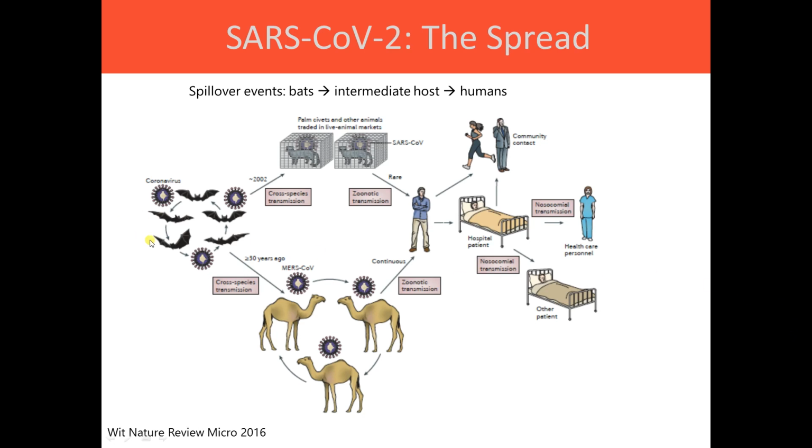So the spread of it goes like this. Bats have these viruses all the time, and there's MERS, the Middle Eastern respiratory syndrome. These have been assumed to live in camels, and they continue to go to humans down there. But it's not as aggressive a virus. The MERS virus is not as aggressive.